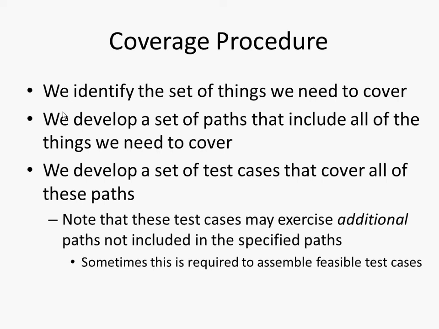Number two, and this is for paths, we develop a set of paths that include all the things we need to cover. Now, a given path will typically cover multiple of the things we need to cover. So, for example, a given path will cover multiple basic blocks, or multiple transitions within the underlying graph, or multiple prime paths. So don't get those confused. We want to cover a certain set of prime paths. We then develop a set of paths that collectively cover these things.